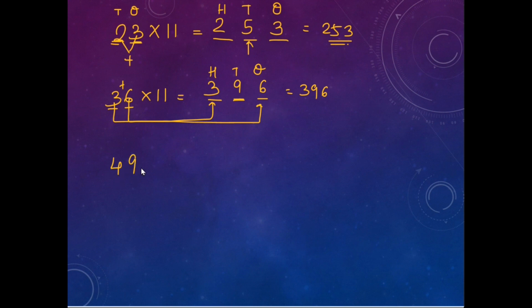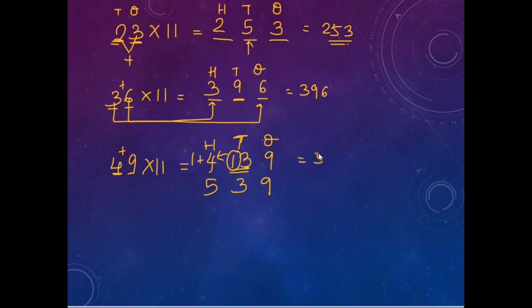Suppose I have 49 multiplied by 11. Now in this case, the first step will remain the same: your 4 will go in the hundreds, 9 will go in the ones. Now when you add these two digits, 4 and 9, it's 13. Now 13 is a 2-digit number. You can't have a 2-digit number in one single place, right? So 3 will stay here in the tens place and this 1 will shift, or get carried over, to the hundreds place. So in the hundreds place you have a 4. 4 plus this 1 becomes a 5. So your final answer is 539.